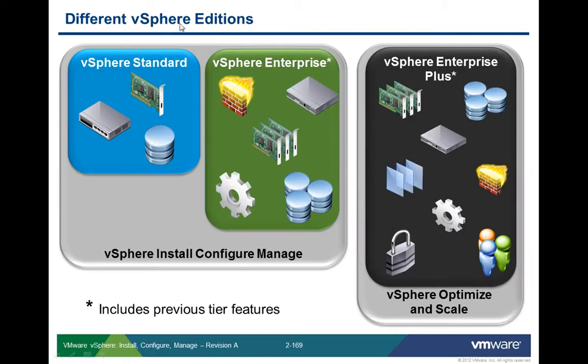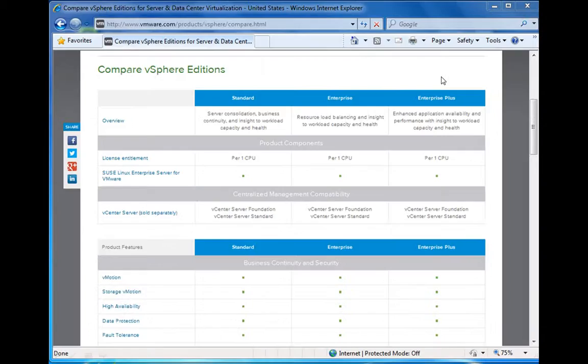Different vSphere editions: Standard, Enterprise, and Enterprise Plus. If we go to VMware's web page, we can see their description of Standard, Enterprise, and Enterprise Plus. Standard, the description says, offers server consolidation. Standard is for a small business, and it offers server consolidation and business continuity. Enterprise implements load balancing, and Enterprise Plus implements application availability.